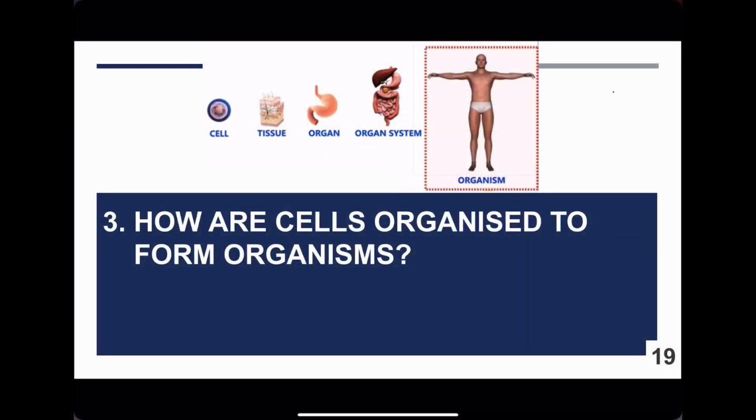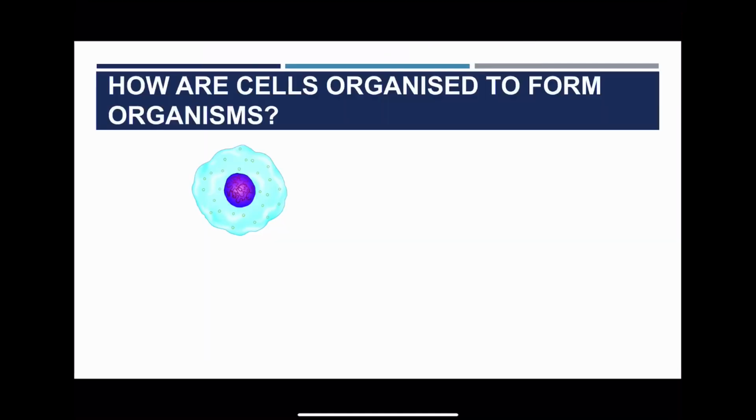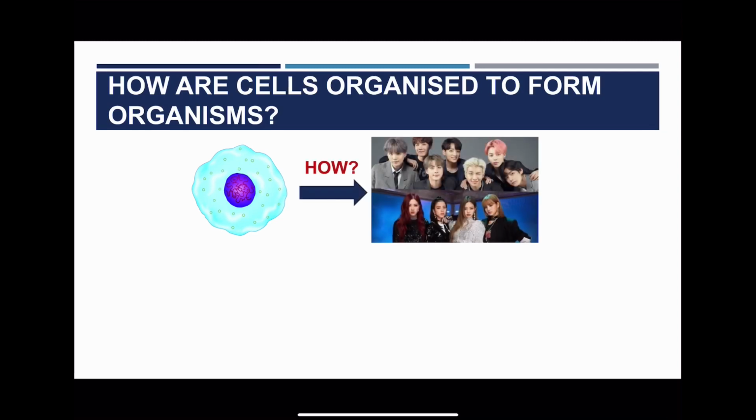As you can see from this slide, there seems to be a level of organization within our body, from the smallest cell all the way to who we are today. So today we are going to explore this question: how does an animal cell form humans or other animals? So here are your K-pop idols.